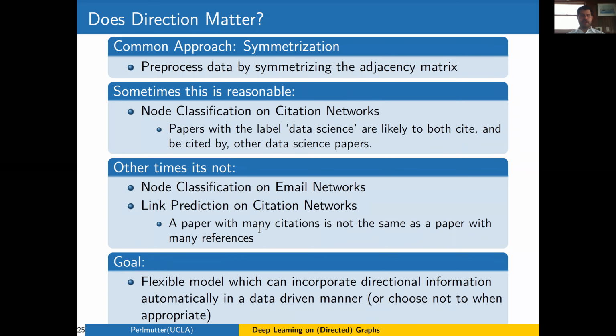Additionally, if you want to do link prediction, even on citation networks such as Quora, what we find is that including directional information does significantly improve performance. And again, this makes intuitive sense because a paper with 1 million references is not necessarily going to get 1 million citations. So given this, our goal is to come up with a flexible machine learning model which can automatically incorporate directional information in a data-driven manner, or in situations like node classification on Quora, automatically choose to ignore directional information if that's the right thing to do.